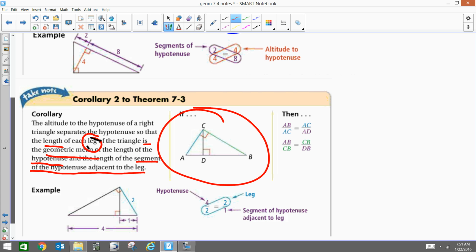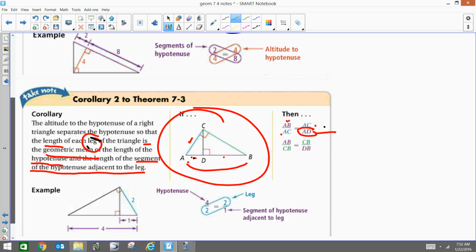Okay, so notice we have two legs. AC is a leg. Here's my geometric mean, AC. The hypotenuse is AB. The segment of the hypotenuse adjacent to your leg AC is right there. Remember, these were the two adjacent segments of the hypotenuse when we talked about the parts.